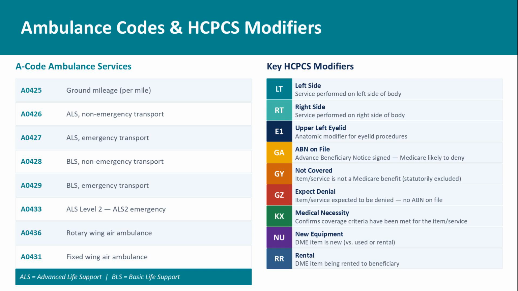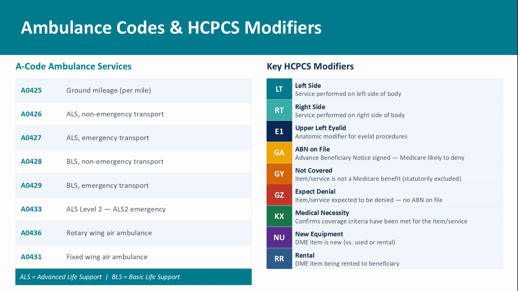A0425 is the mileage code, billed per loaded mile, meaning the miles traveled while the patient is actually in the ambulance. For air ambulance, A0431 is for fixed-wing aircraft, and A0436 is for rotary-wing helicopters. Now, HCPCS modifiers. These are completely different from the CPT modifiers we covered in Module 3.